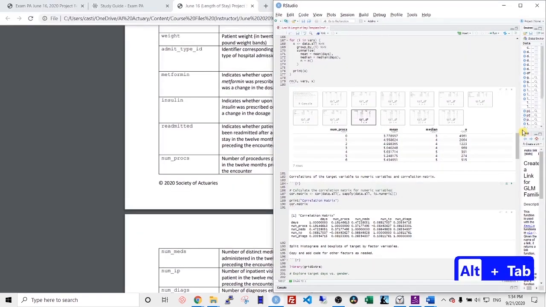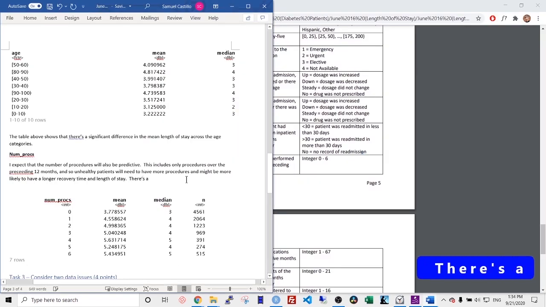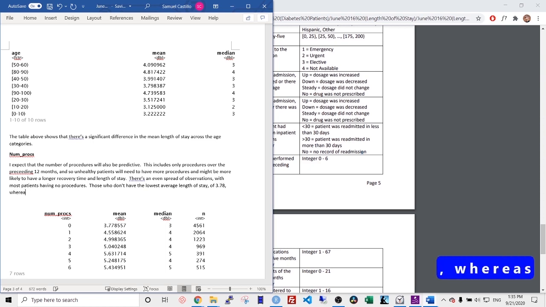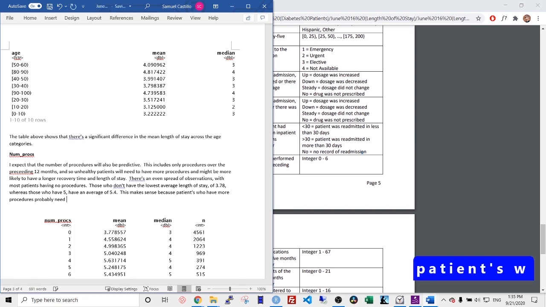So I would include this table here, and I could say, there's an even spread of observations with most patients having no procedures. Those who have none have the lowest average length of stay of 3.78, whereas those who have 5 have an average of 5.4. This makes sense because patients who have more procedures probably need more time to heal after being admitted.